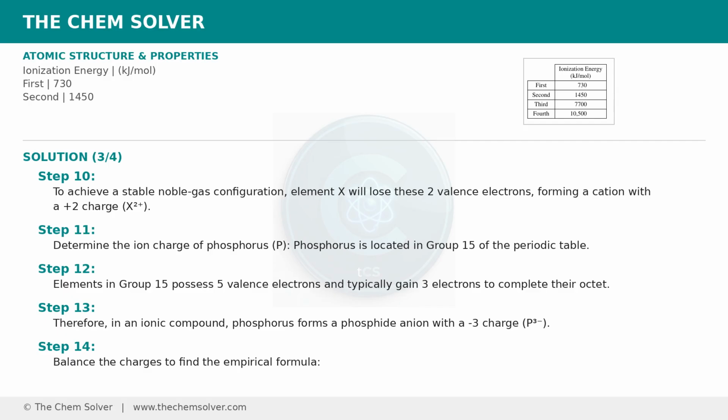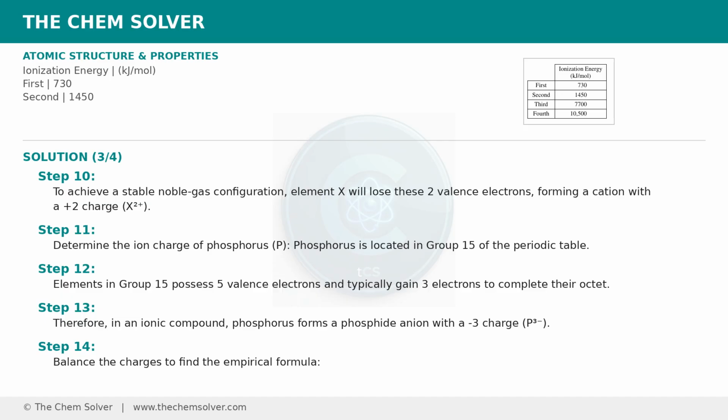Determine the ion charge of phosphorus, P. Phosphorus is located in group 15 of the periodic table. Elements in group 15 possess 5 valence electrons and typically gain 3 electrons to complete their octet. Therefore, in an ionic compound, phosphorus forms a phosphide anion with a -3 charge, P^3-.